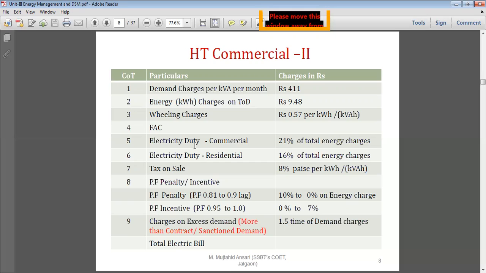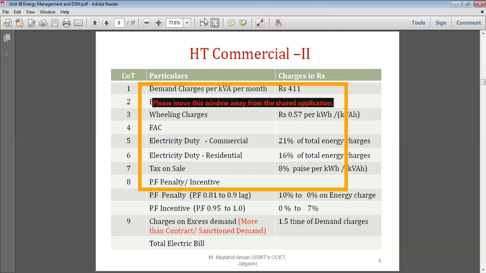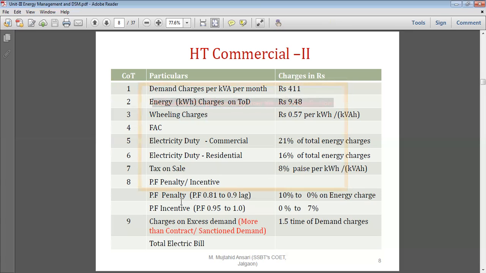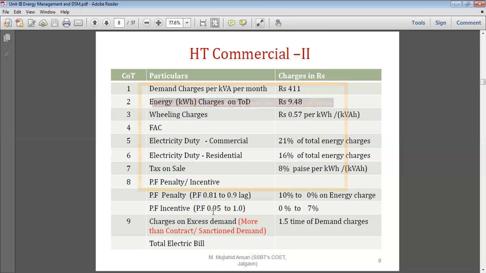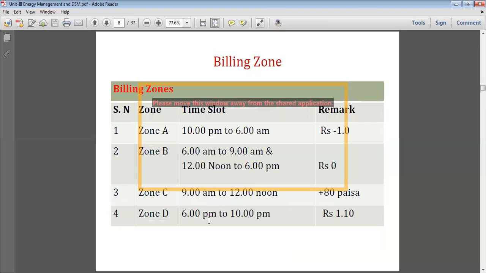Electricity duty for the commercial is 21%. Electricity duty for the residential is 16%. Sales tax is 8 paise per kWh. Then there are power factor penalty and power factor incentive. Power factor penalty is 10% to 0%; when the power factor is 0.9, there is 0% penalty. But when the power factor goes toward a smaller lagging or leading value, you have to pay a penalty. Similarly, at 0.95 there is no incentive, but as soon as the power factor increases to 0.95 and above, up to unity, you will get some power factor incentive. Okay.